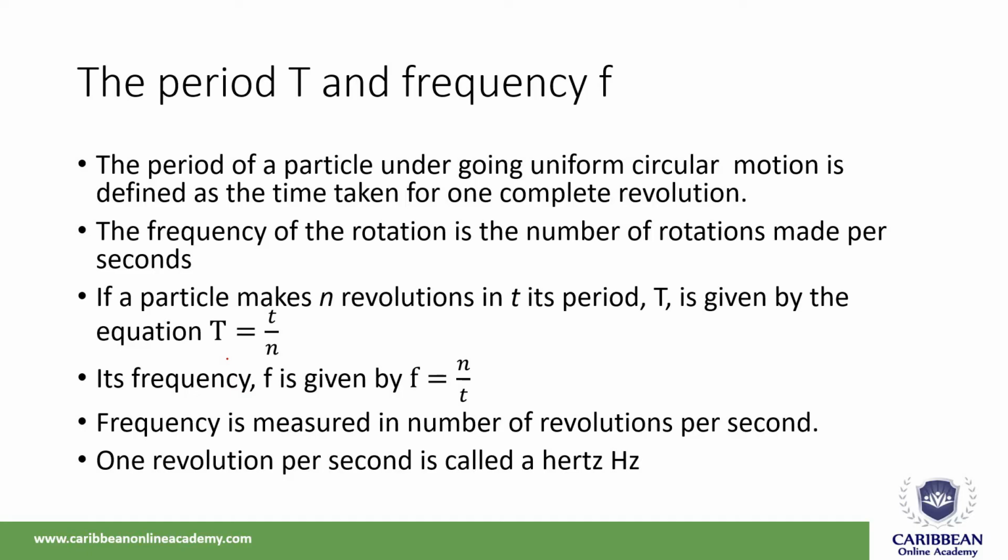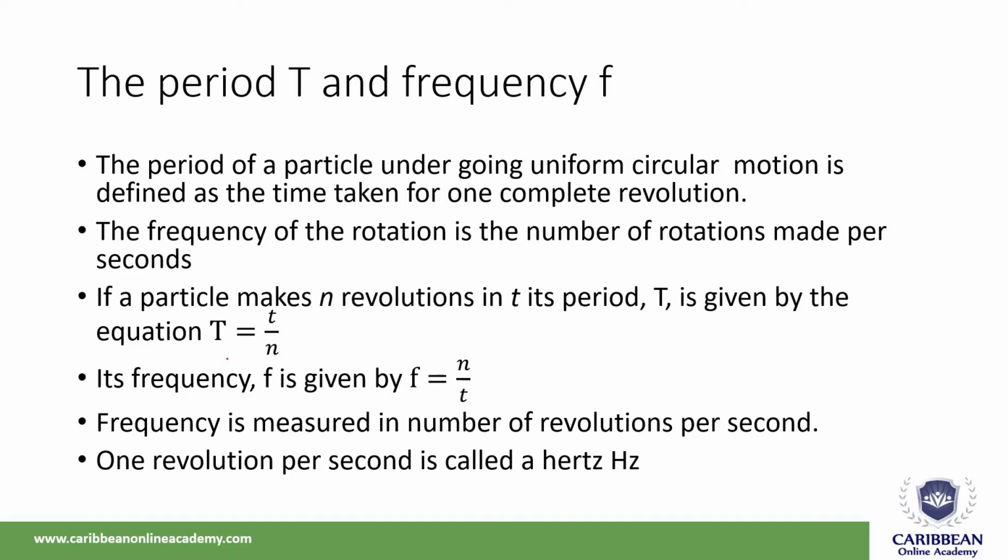Now, from a rotational standpoint, frequency is the number of rotations made per second, right? Or in other words, we can say it's the number of revolutions per unit time. Now, let's take, for example, a particle that makes n number of rotations in t amount of time. Its period is given to us by this equation.